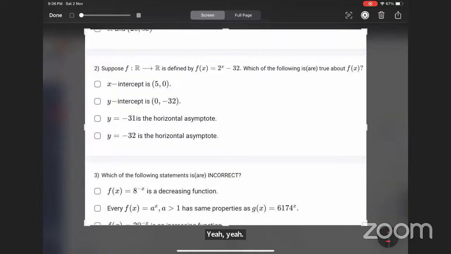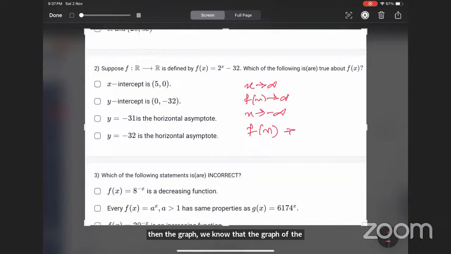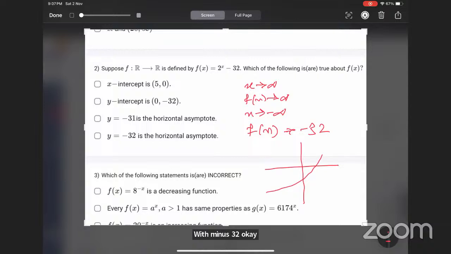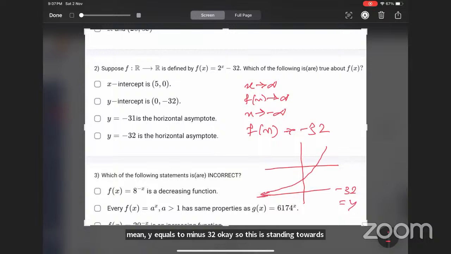Also, if you want to check it graphically, we know the graph of the exponential function. Here we have minus 32, so we have to shift the graph by minus 32. The graph will look like that, where this line is y equals minus 32. This is tending to 0, so this is an asymptote. Graphically, y equals minus 32 is the asymptote.